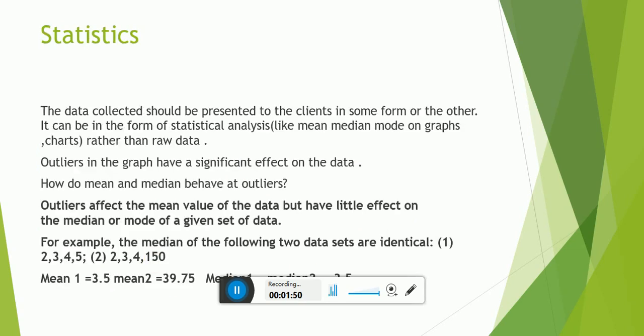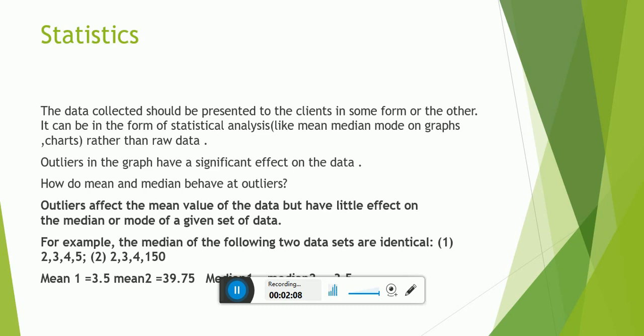Statistics. So when you are presenting the information to the client, you have to make sure that you show it in the form of charts or graphs, etc. So when you're plotting, you get mean, median, mode, etc. So usually in statistics, outliers have little significance, but in data science, they affect a lot.